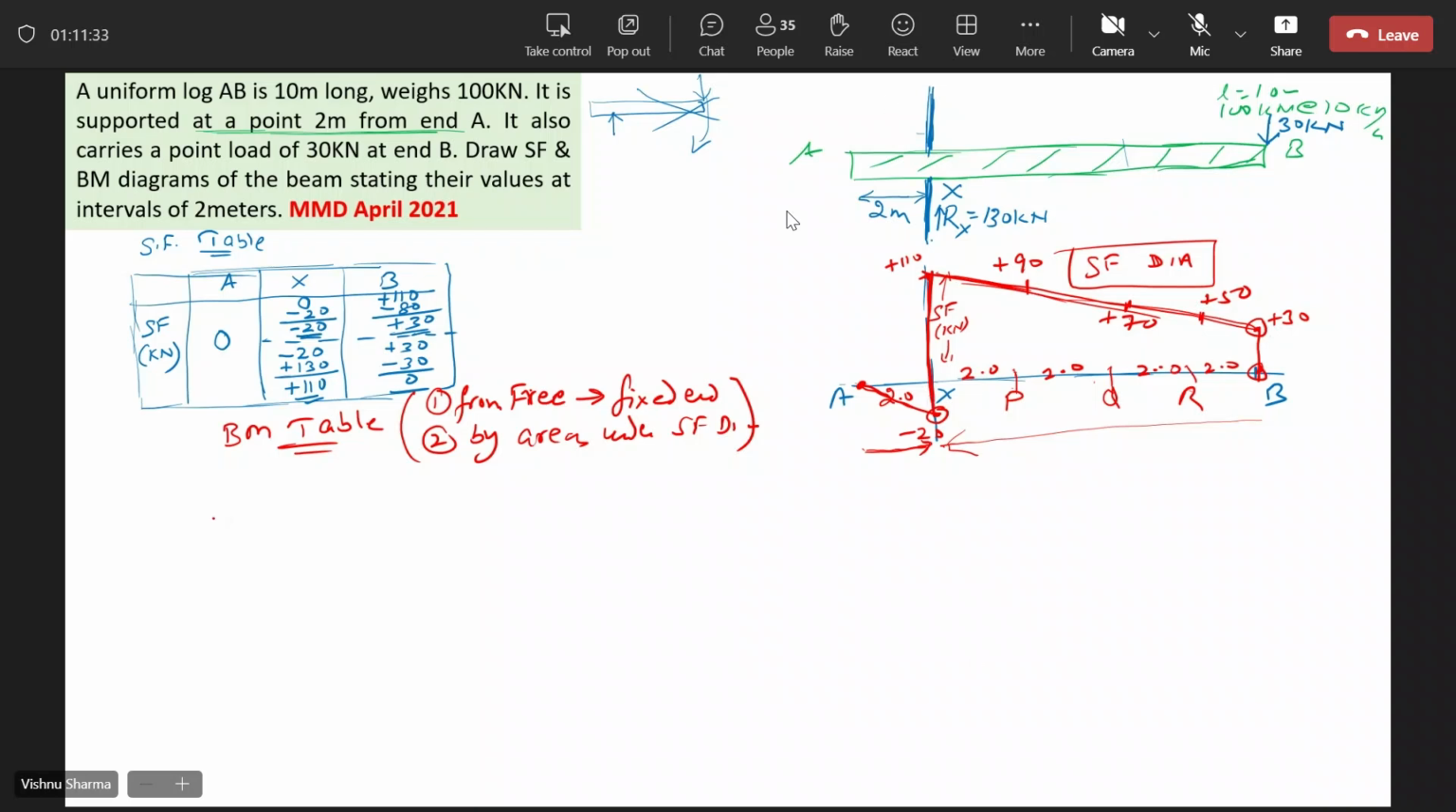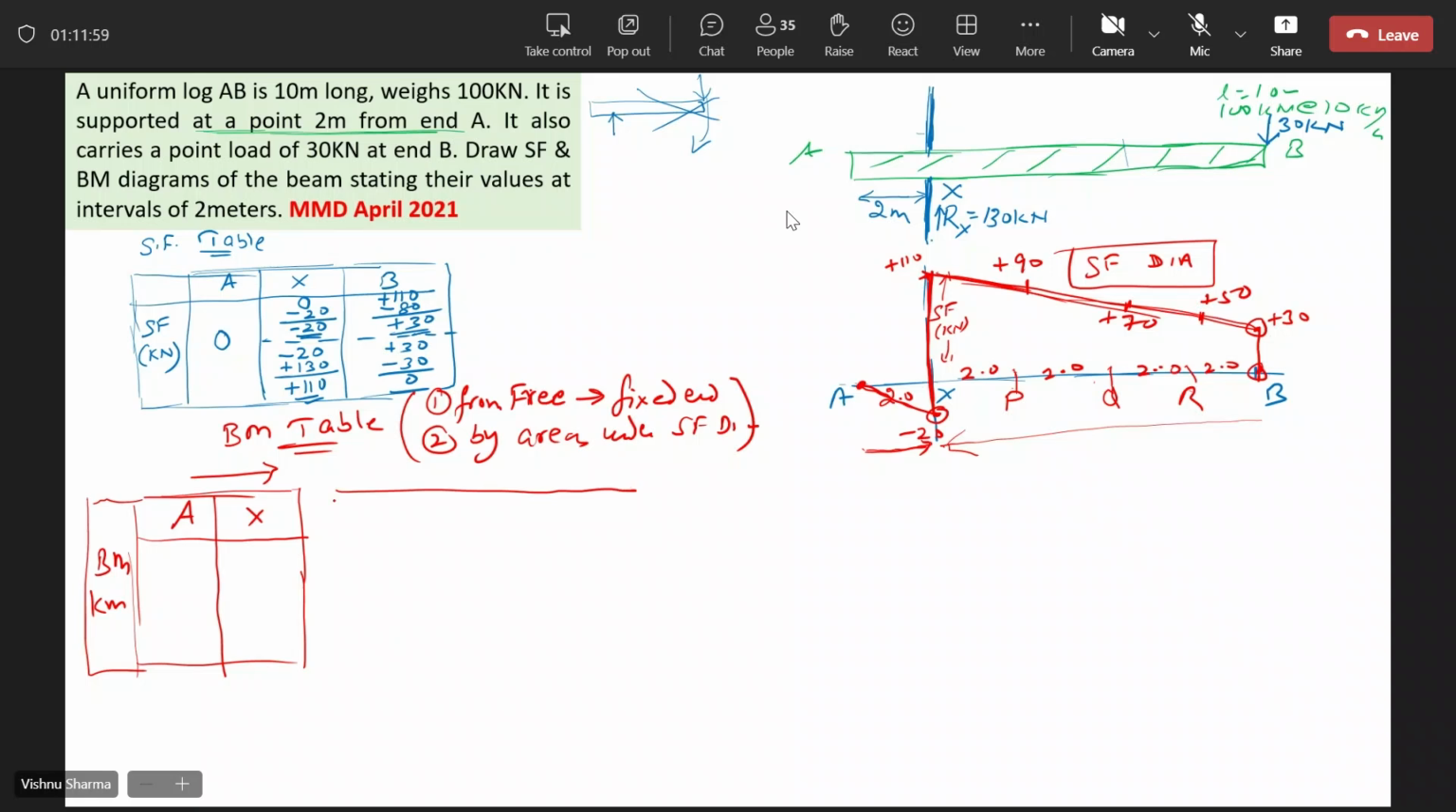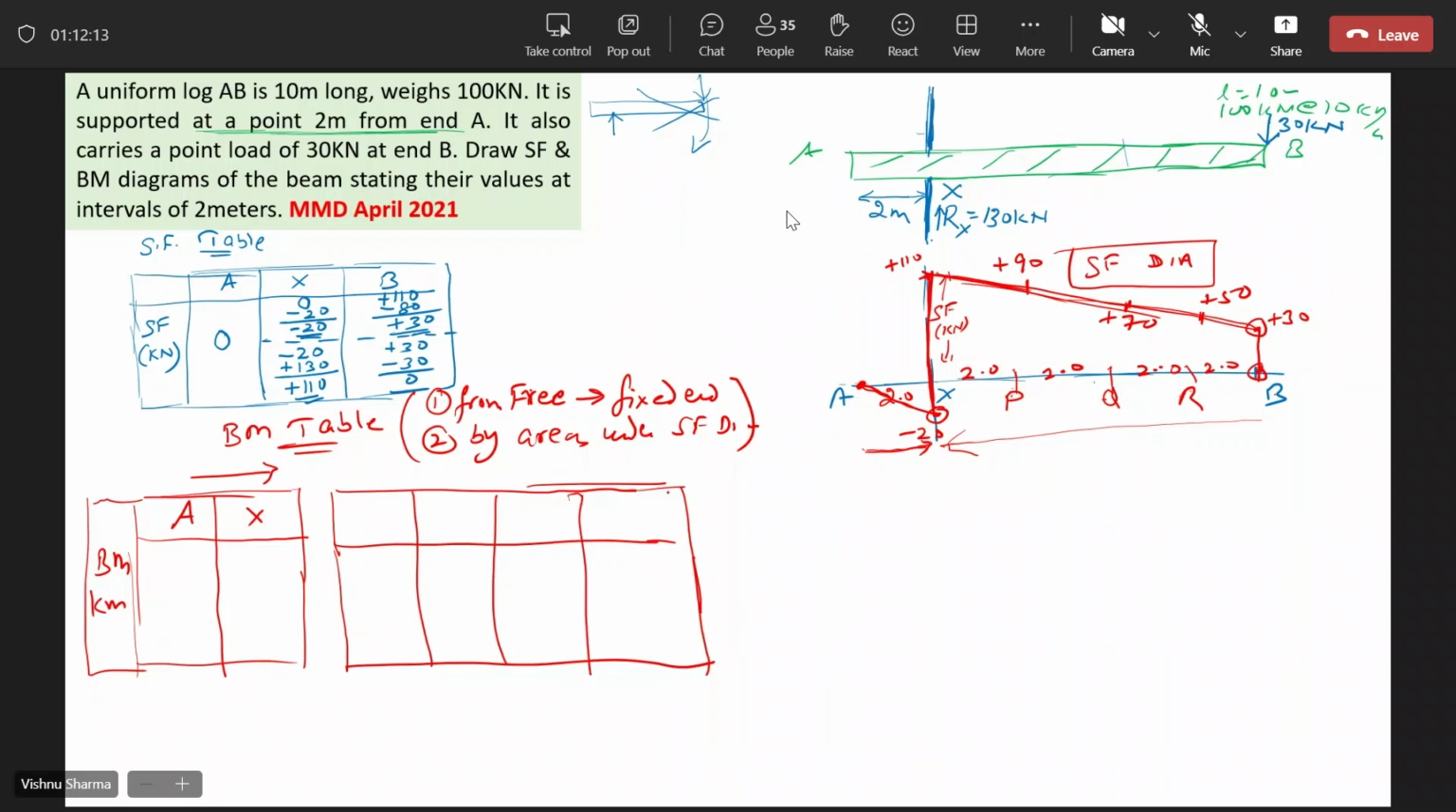So now, how do I make the table? You can make one table here like this. The table can be made in different forms, guys. There's no hard and fast rule. One I can make like this: BM in kilonewton meter, A to X. Why? Because this is free end to fixed end. The second one I can make like this. If I want 1, 2, 3, 4, 5 points, you will see the logic by yourself. You can change the format if you want. There's absolutely no problem.